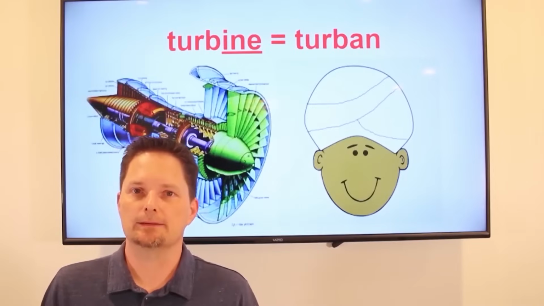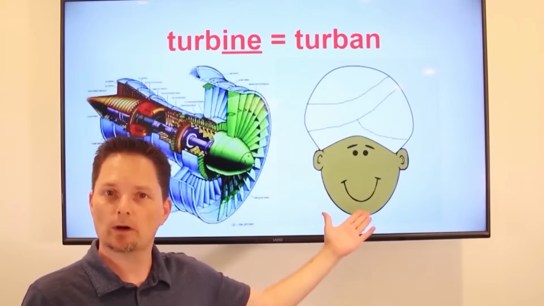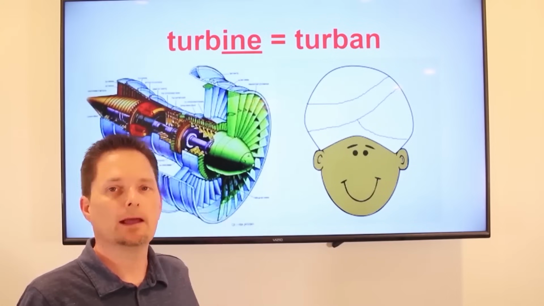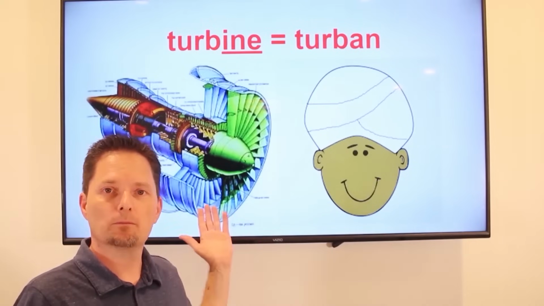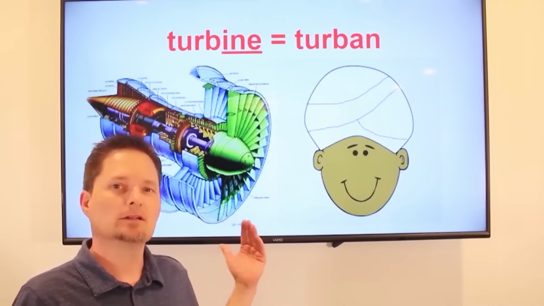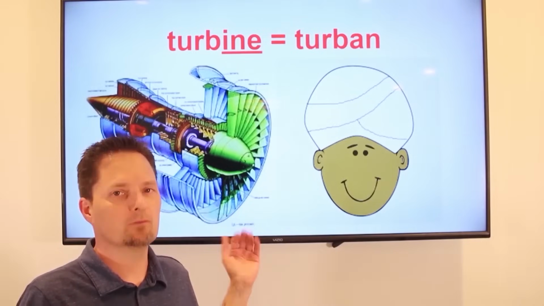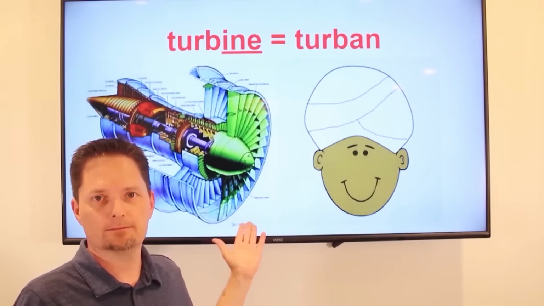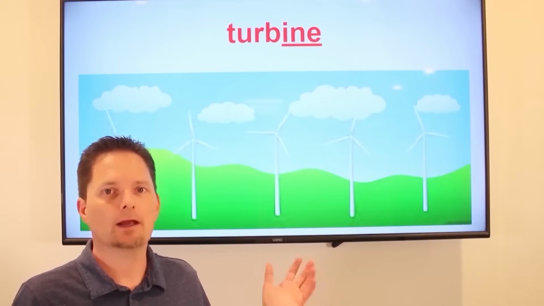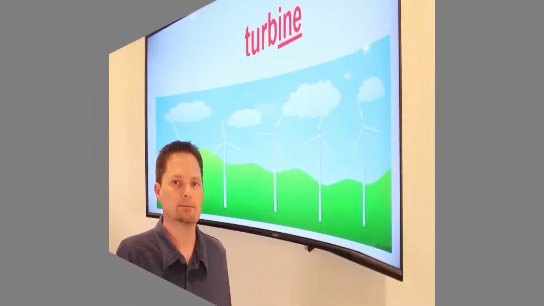Let's practice. These two words are pronounced exactly the same. Turban, he's wearing a turban, and turbine. This is a turbine. In America, it's more common to hear turbine, but in England, they say turbine. Some people in America say turbine, but it's more common in America to say turbine. Example, these are wind turbines. They create electricity from the wind.